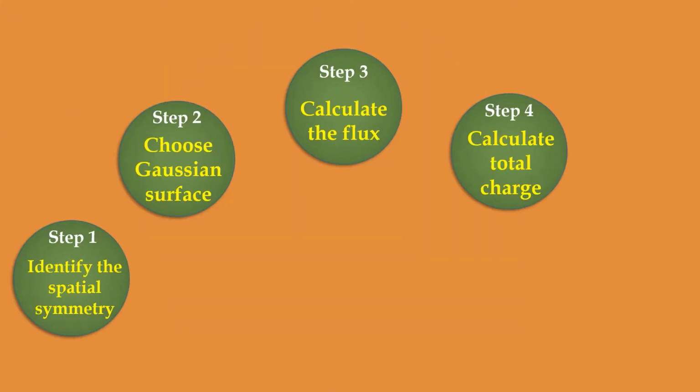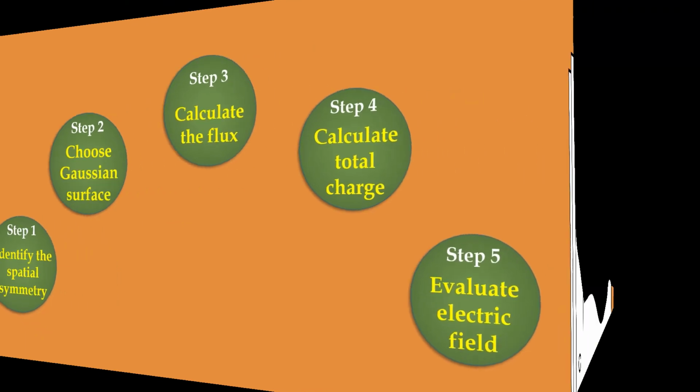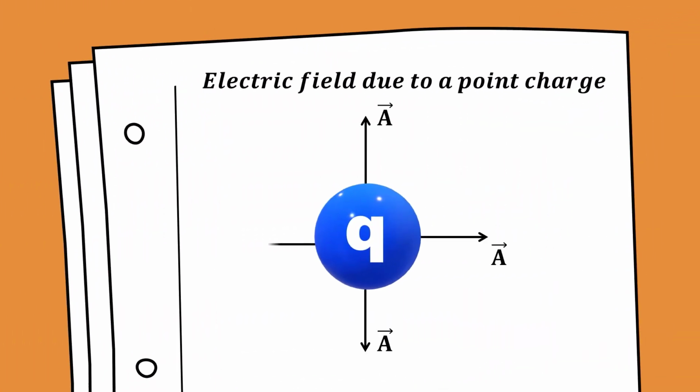Step 5. Evaluate the electric field by applying Gauss's theorem. First, let us calculate the electric field due to a point charge. Consider a point charge with a charge q. Let us calculate the electric field at a point P. The point P is at a distance R from Q.